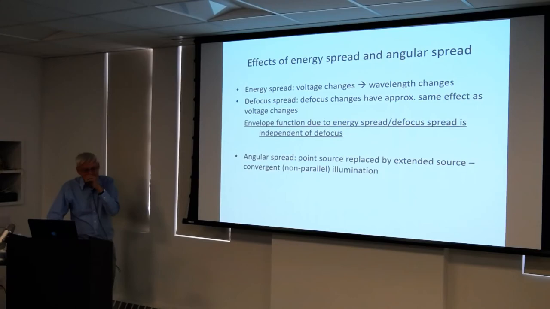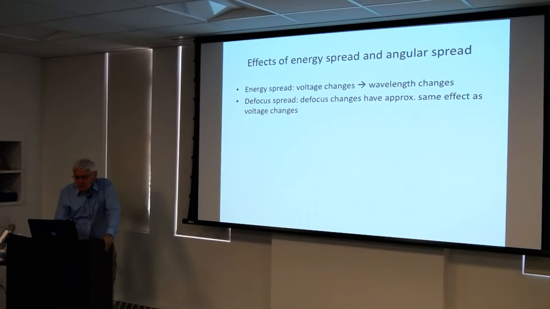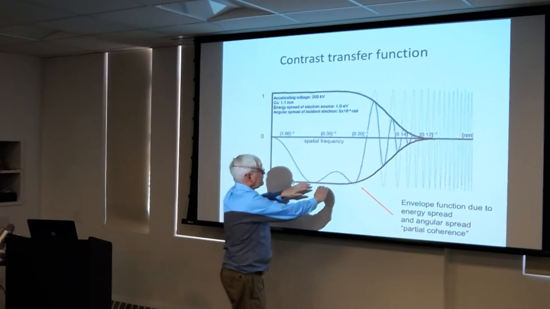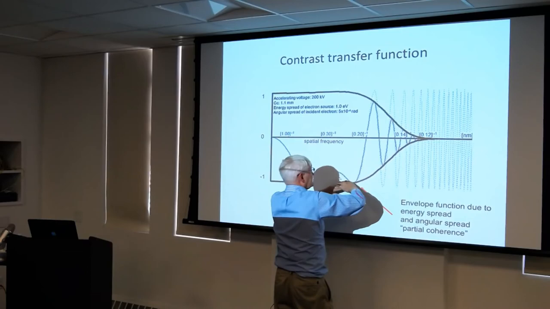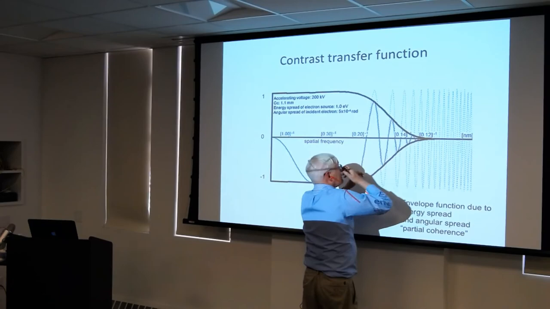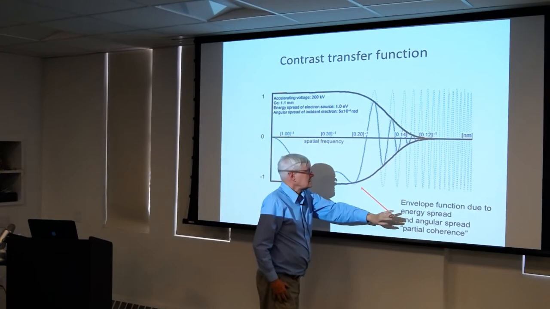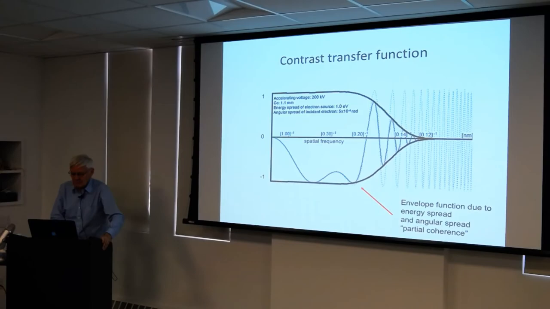When I say envelope, it means that, okay. This here is the ideal contrast transfer function, the one that is stippled here. And then we always have the effect of an envelope. So it's like a damping of this. And this envelope comes from energy spread and partial coherence. Obviously, it destroys the high spatial resolution.